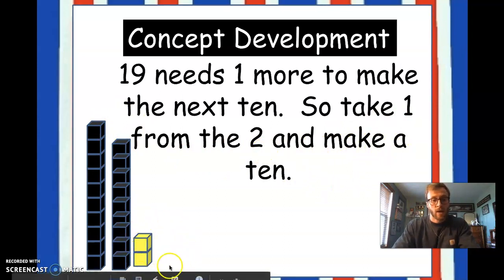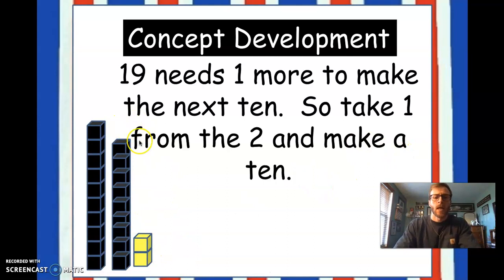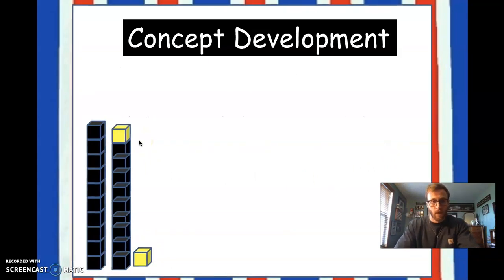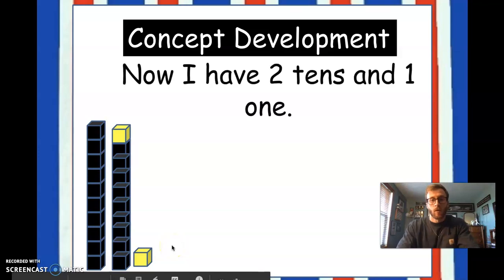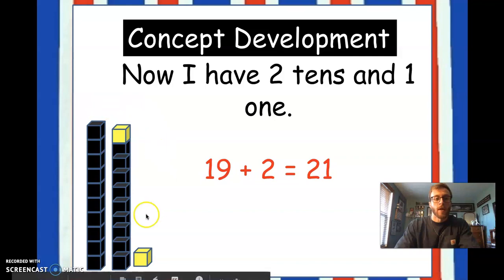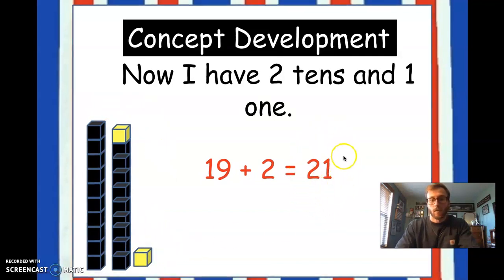So I'm going to take 1 from the 2 and make a 10. So I have 2 right here. I'm going to take 1 of them and throw it up on top of my 9. Boom, there we go. So with that extra yellow cube up on my 9, I now have a full stick of 10. So now I have 2 10s and one extra 1. So our original equation is 19 plus 2. And with them all together, we have 2 10s and 1 1, and that is the number 21. Looking at this number, there's 2 in the tens place and 1 in the ones place.